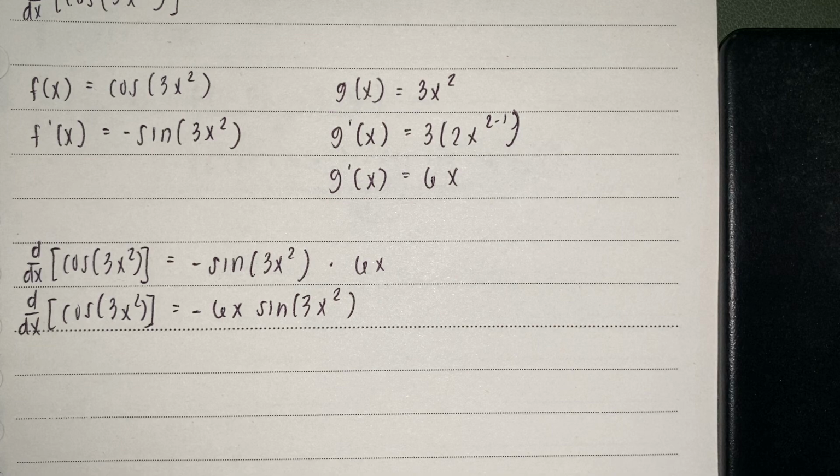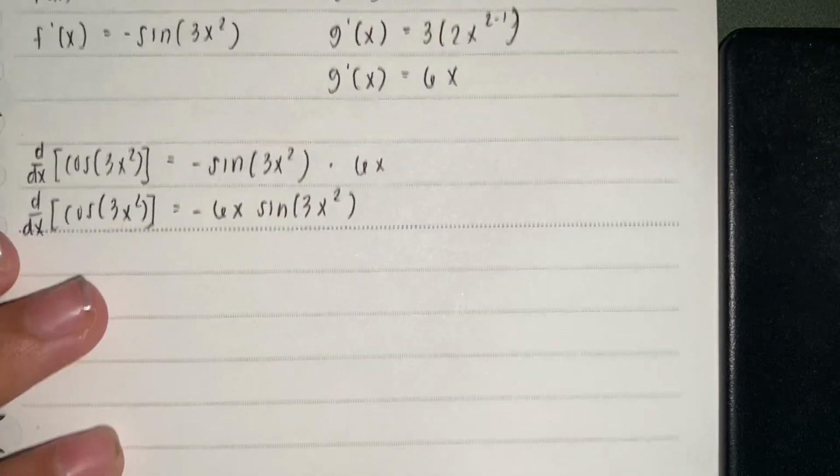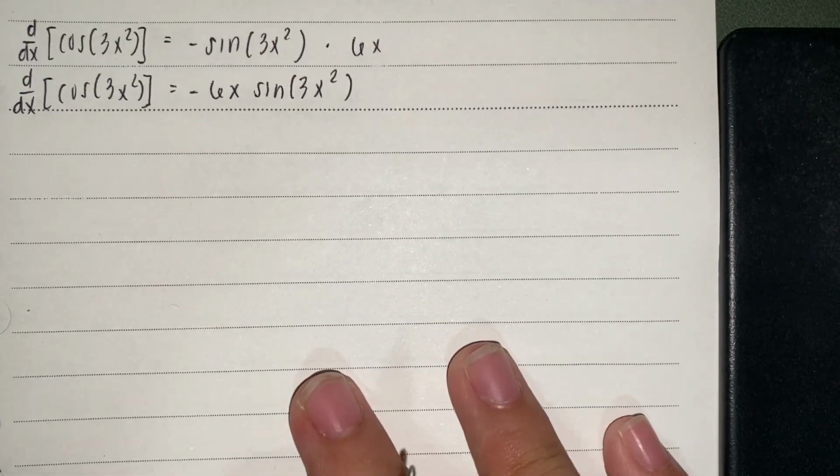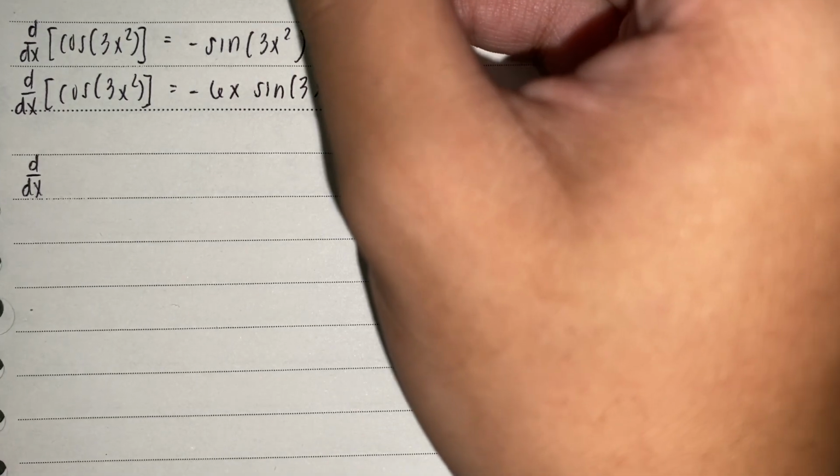So let's try and solve another example of the chain rule. For the other example, we're going to find the derivative of x squared minus 4x, raised to 3.